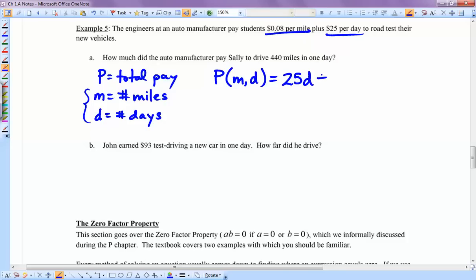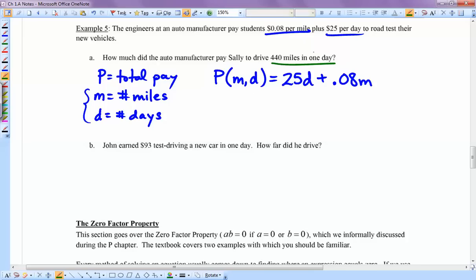And then if I drove m miles and each one pays 8 cents, then I'm going to add to it 0.08 m, right? So let's see. How much did the auto manufacturer pay Sally to drive 440 miles in one day?